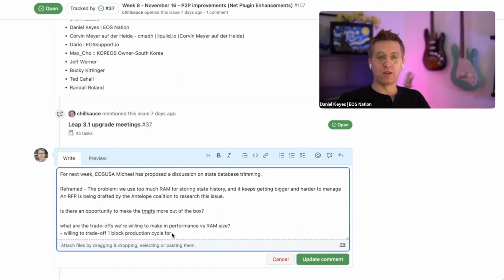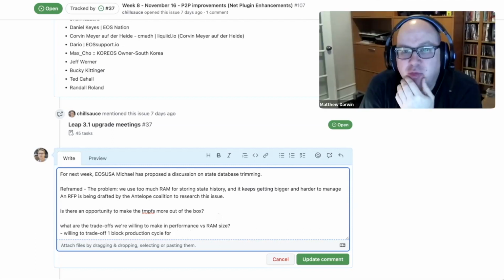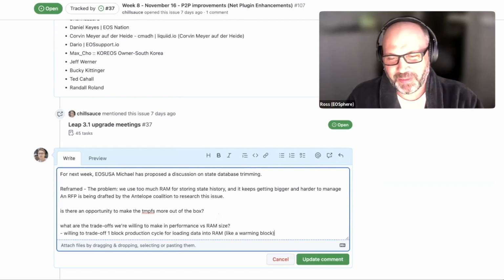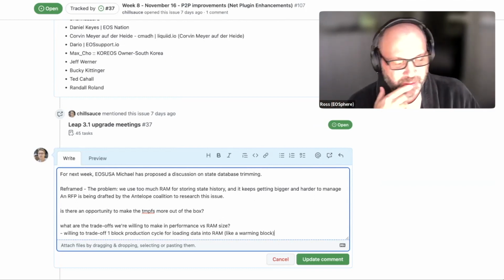And what was the other side of this trade-off you were talking about? We're willing to trade off one block production cycle for loading data into RAM. So like, what do you call it in cache? When you cache something, it's like a warming block. I don't know the correct way to say it, but you know what I mean. You just request it, put it in cache, and then it's available. Put it in the RAM, and it's available.